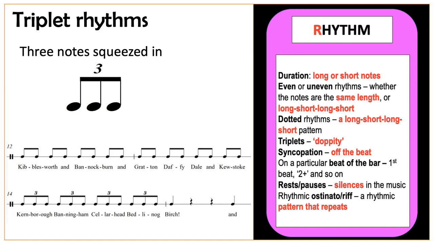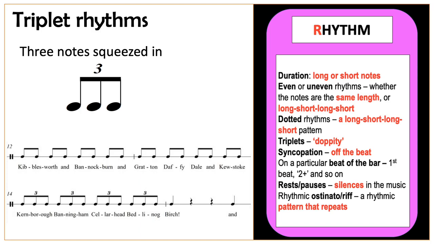Kernborough, Banningham, Sellerhead, Bedlinog. So instead of going along doo-dah, doo-dah, doo-dah, doo-dah, the triplets go doppity, doppity, doppity, doppity. It's easy to spot triplets because of the little number 3 above the notes.